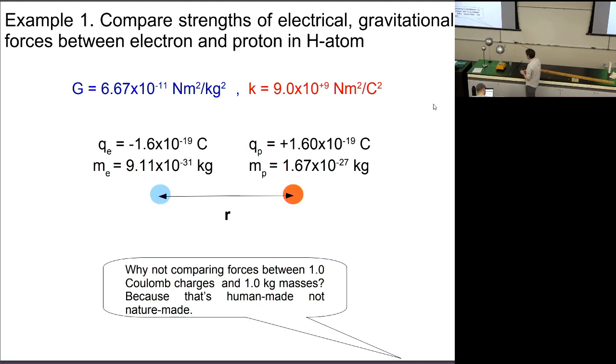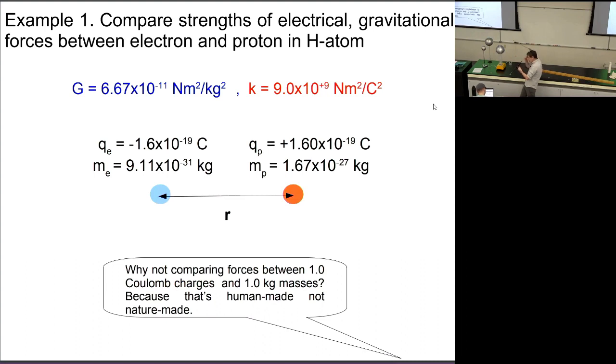On this slide, I just wrote down the numbers we're going to need. What numbers will we need? Well, look, here's the picture of the problem that we're going to figure out. On the left-hand side, this is a negatively charged electron, the blue blob. On the right-hand side, the orange blob is the positively charged proton. And here R is that separation between the two charges and between the two masses.